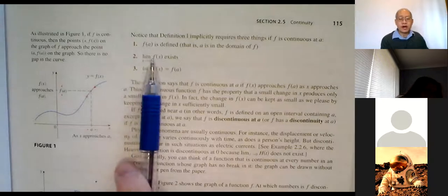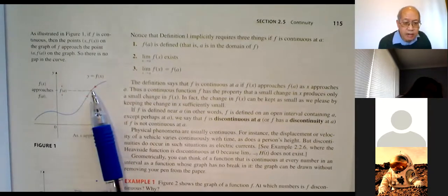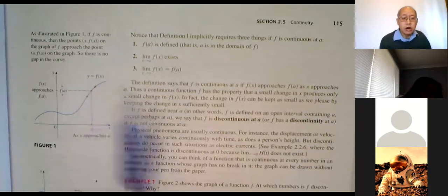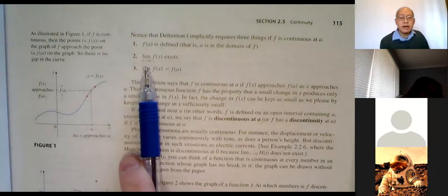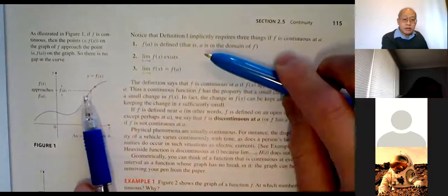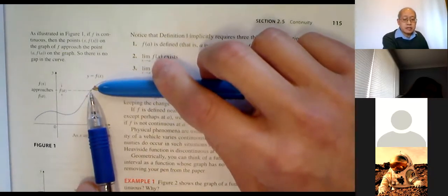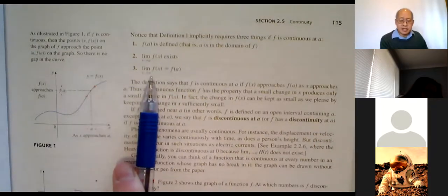f of a has to be defined. So continuous at x equals a. Why is it continuous right here? The function has to be defined. If there's a hole there, automatically it's not continuous. The two-sided limit has to exist. If I approach a coming from the left and also coming from the right, the two-sided limit exists. And the limit and the function are the same.